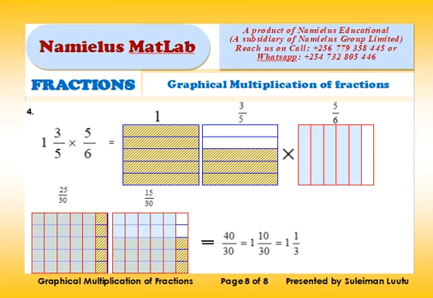And finally this gives us the solution for one whole number, 3 out of 5 times 5 out of 6. Our answer will be 1 whole number 1/3. That is our answer.